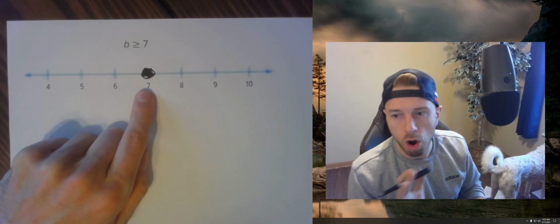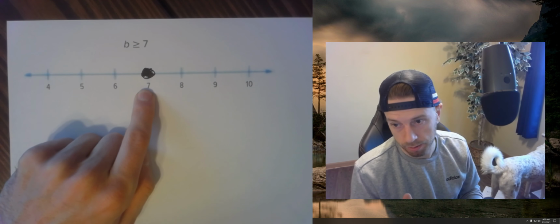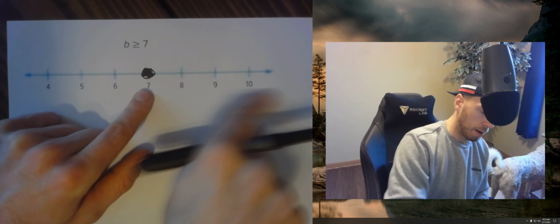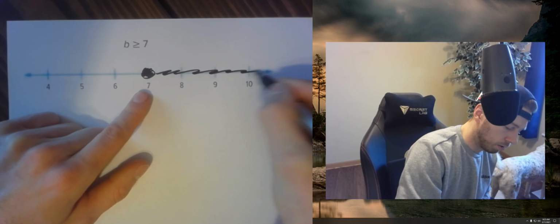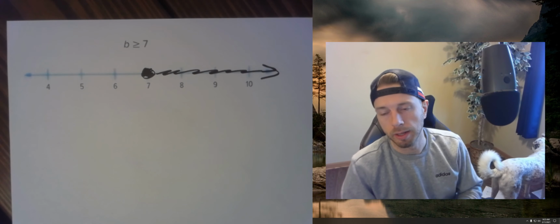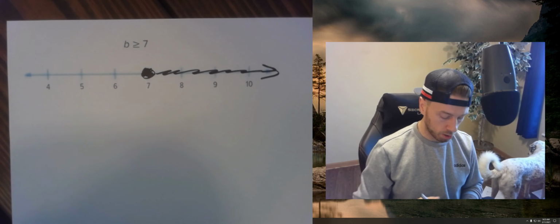Now, where are all the numbers that are greater than or equal to 7? Well, they're up this way. So we only graph that way. There you go. And that's how you show your inequality on a graph.